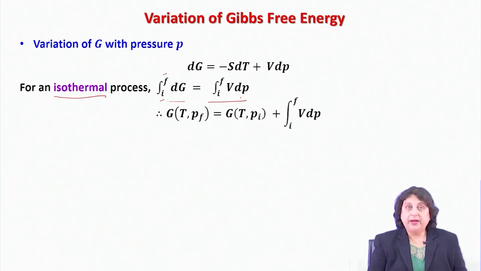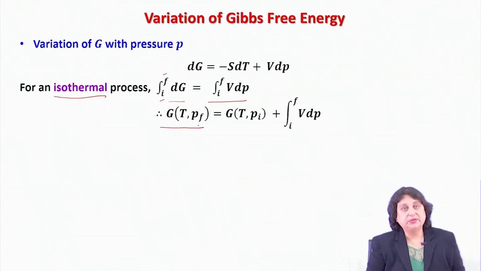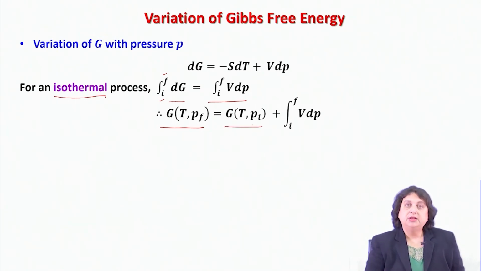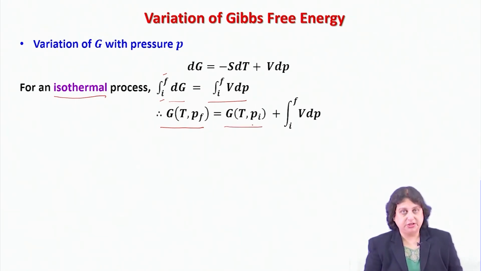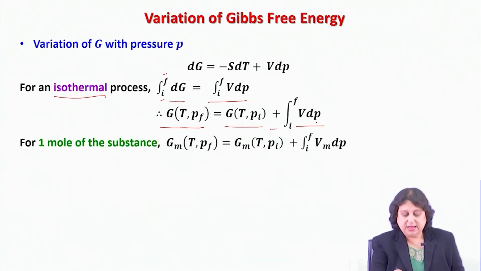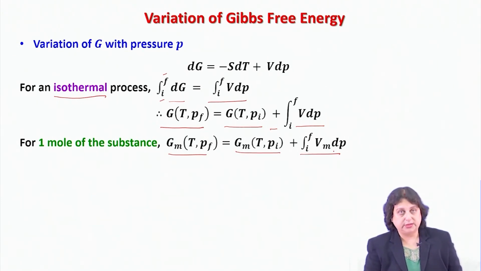And now if I do this integration, I should be able to write that the Gibbs free energy at a temperature T and final pressure Pf must be equal to the Gibbs free energy at a temperature T at initial pressure Pi plus this integral. Now this integral can indeed be evaluated. For example, if I have 1 mole of the substance, each of these quantities become the corresponding molar quantities.